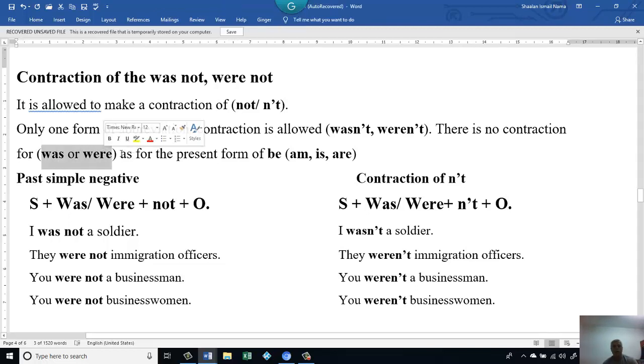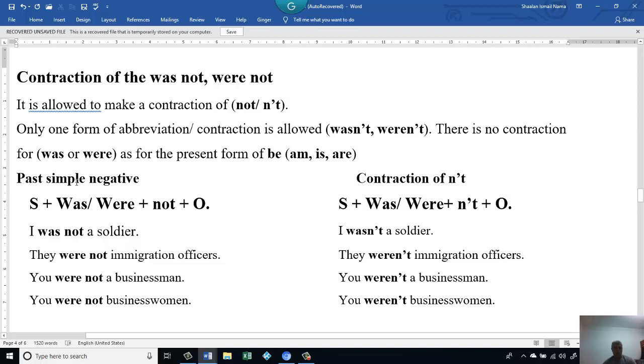As for the present, if you remember, for the present form, sometimes when you make a contraction, we could delete, for example, the A in 'are', and we leave only the R. We delete the I, we leave the S. Then we delete the A, we leave only the M. But for the past, was or were, there is no contraction. We have to just write it down as it is.